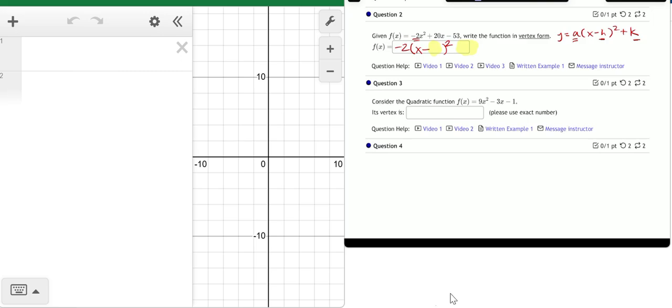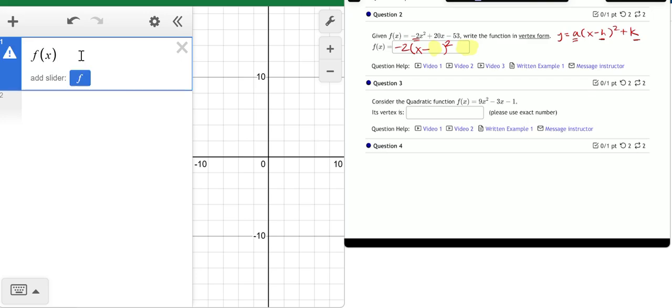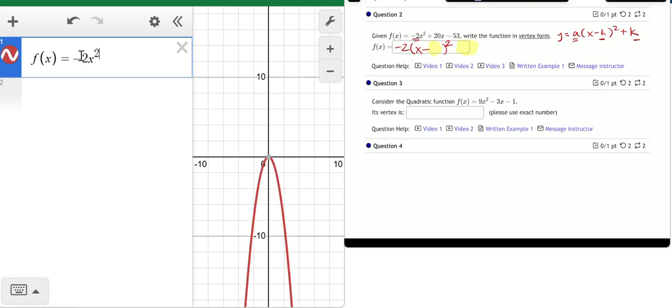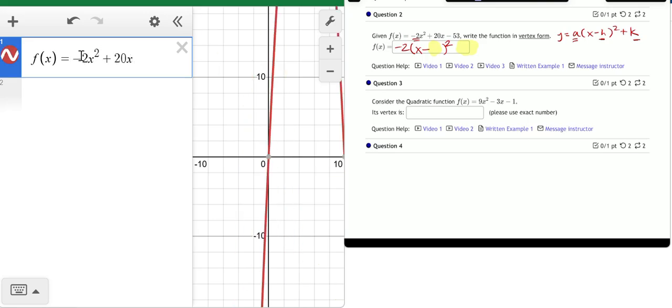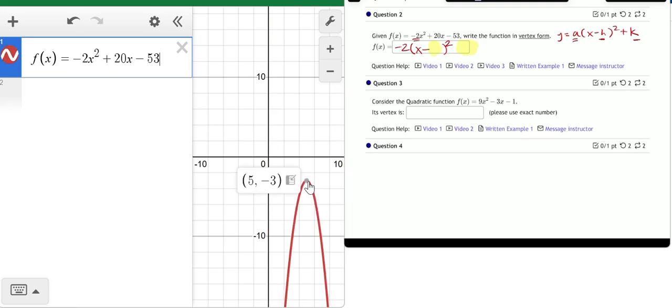The nice thing is Desmos can give you that just by looking at the graph. So if we type our function here, and I do tend to use function notation, you don't even really need to put the y equals, but I'm going to: negative 2x squared plus 20x minus 53. And all we need to know is what the vertex is. The vertex is 5, and the k value we see is -3. So if we plug in a 5 and a -3, we have our answer.